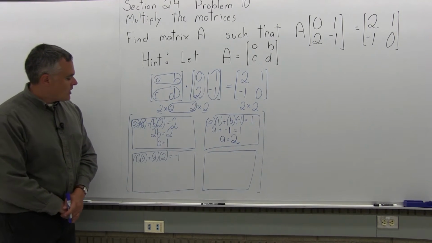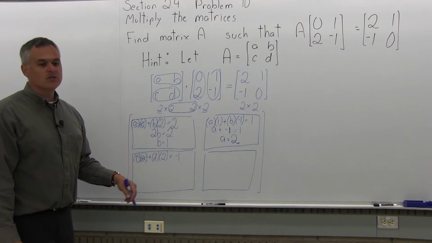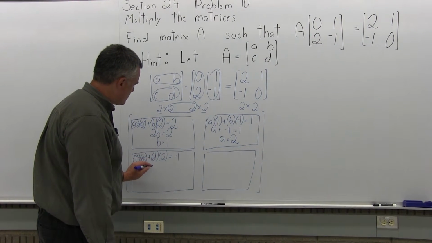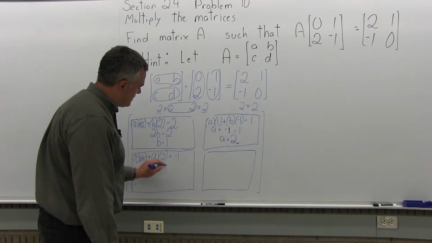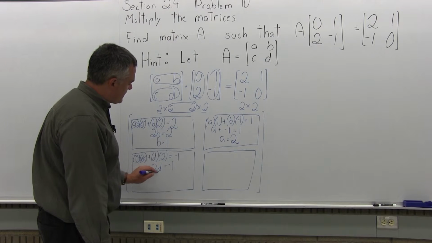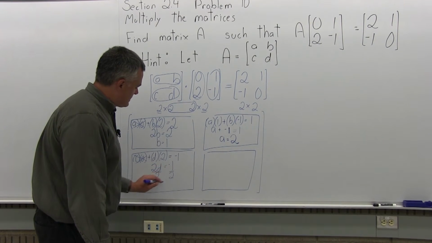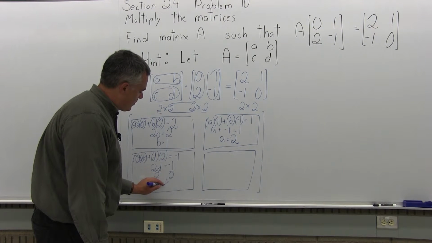Now, as I start working on that, the first times first, C times 0 is 0. So again, I can just ignore that. And I'm left with D times 2 equals negative 1. So D times 2, I would prefer to write 2D equals negative 1. And if I divide out the 2 to solve for D, what I get is D is negative 1/2.